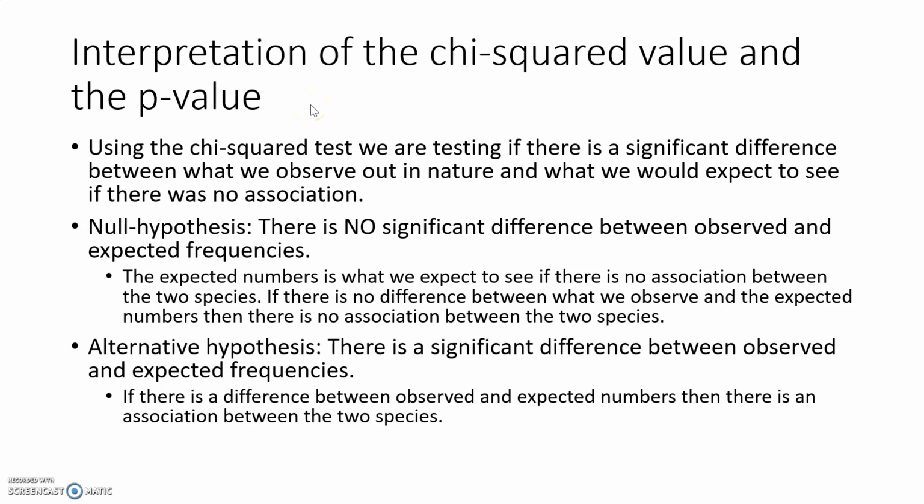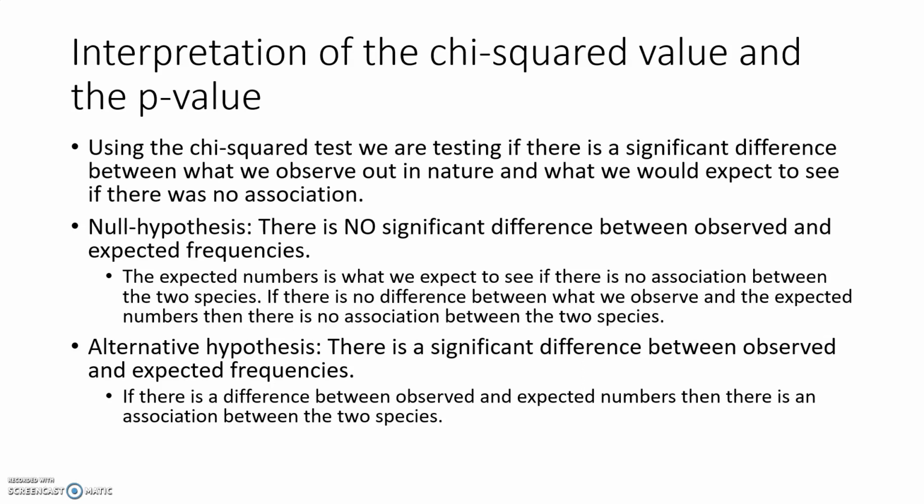So what is it that we're then doing with the chi-square test? Well, the chi-square test is testing if there is a significant difference between what we observe when we go outside and collect our data and what we would expect to see if there were no association. So the test is testing whether there is a significant difference between observed and expected numbers. And our null hypothesis is that there is no significant difference between the observed and the expected numbers or frequencies.